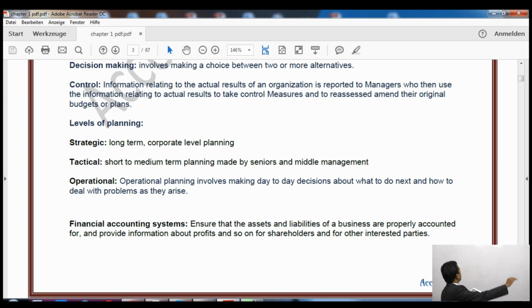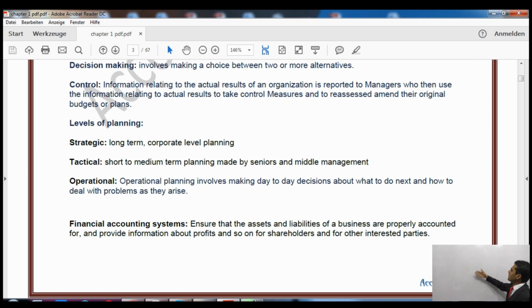Now the top one, if you look at the board here, is the strategic level. Then the middle one is the tactical level of planning, and the bottom one is the operational level of planning. So basically there are three levels of planning. When I say three levels of planning, it's three levels of management in the company at corporate level, who are making the planning.